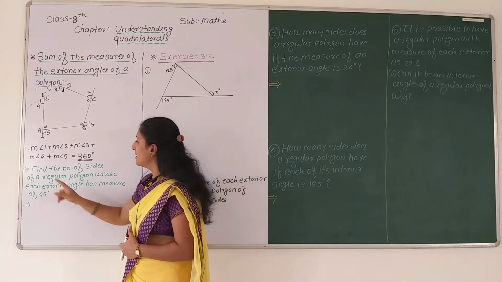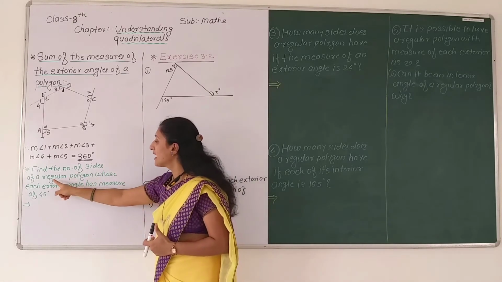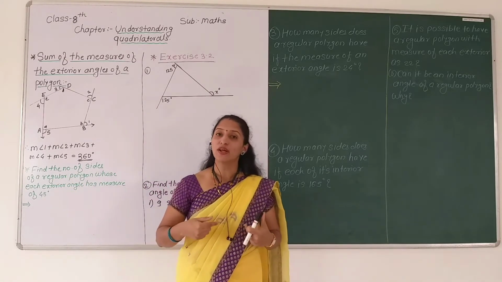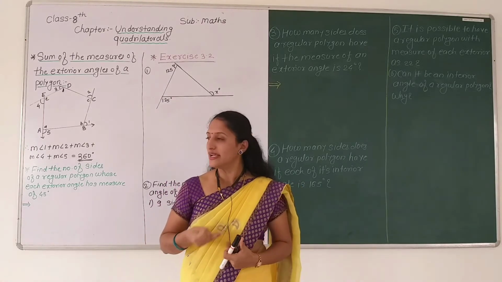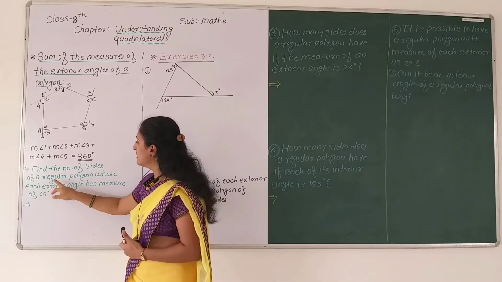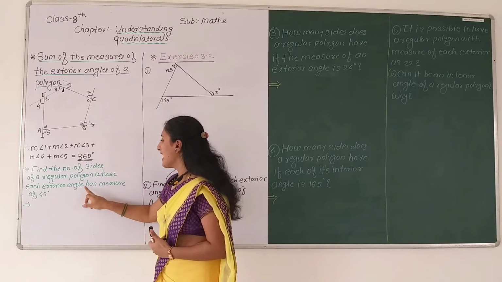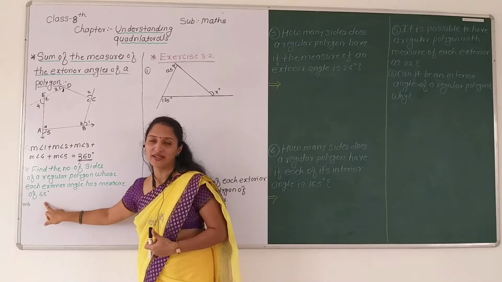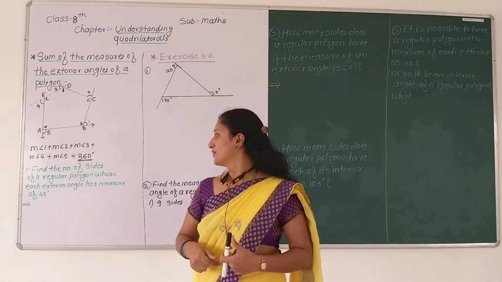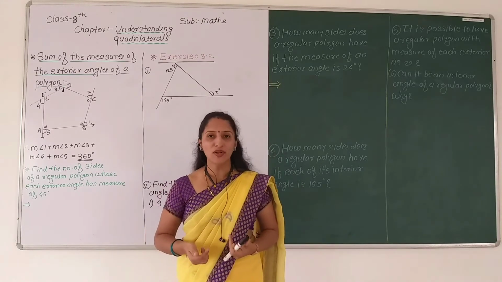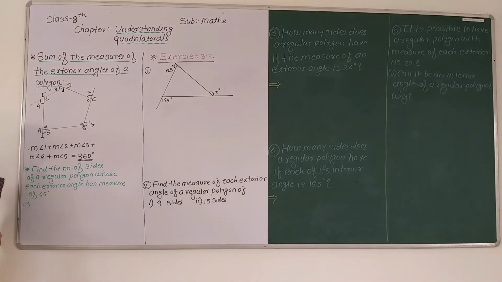Okay. Read the question carefully. Find the number of sides. We have to find number of sides of a regular polygon. Now what is meant by regular polygon? Regular polygon is equilateral and equiangular, right? So we want to find number of sides of regular polygon whose each exterior angle has the measure of 45 degree. That is, measure of each exterior angle is 45 degree and we want to find here number of sides of that polygon.